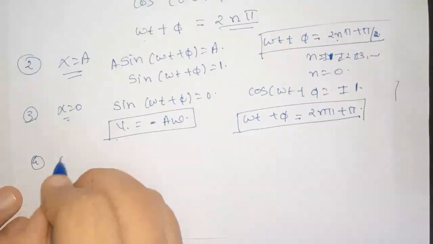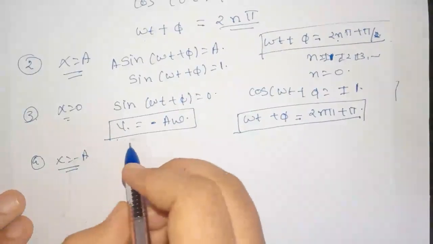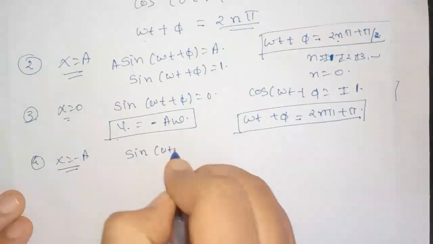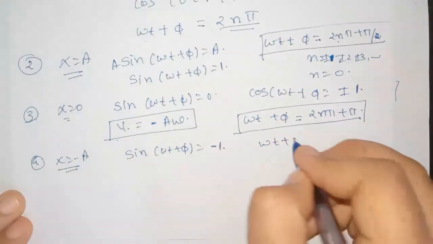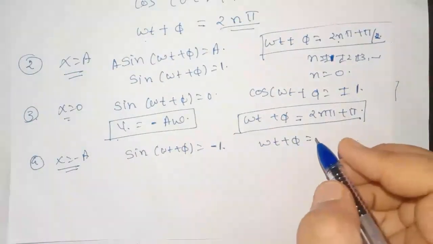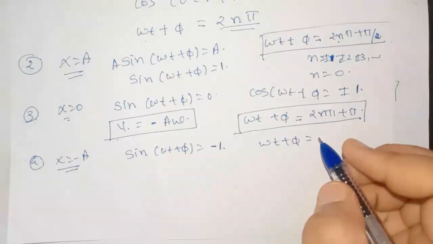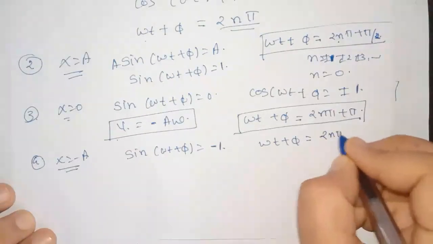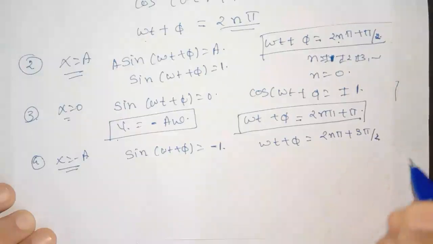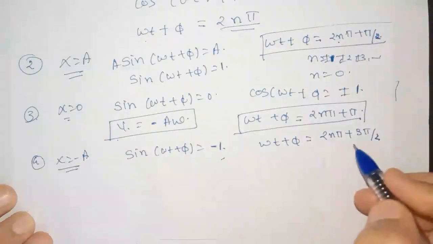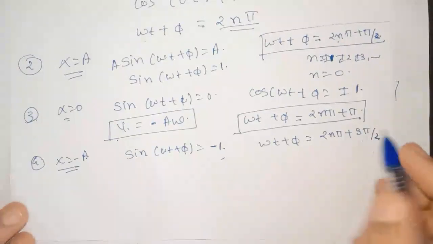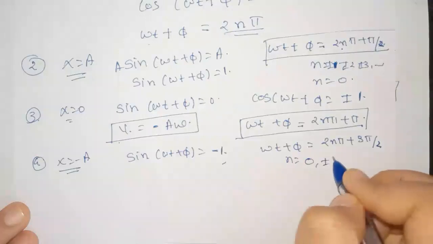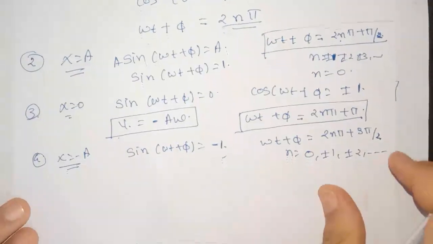The fourth case, it is at x is equals to minus a. So sine of omega t plus phi will be equal to minus 1. So omega t plus phi will be equal to 2n pi plus 3 pi by 2, because sine is minus 1 at 3 pi by 2, 7 pi by 2, 11 pi by 2, and etc. The value of n can vary from 0, plus or minus 1, plus or minus 2, and so on.